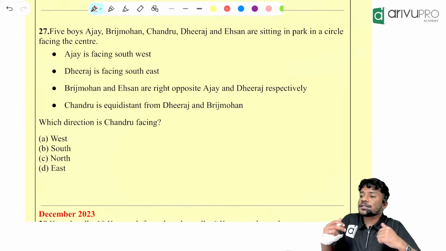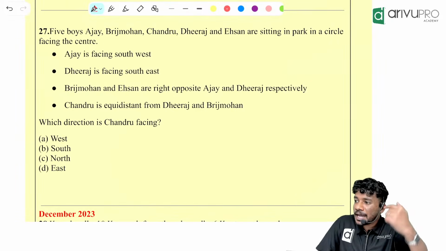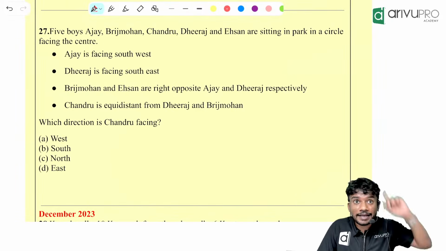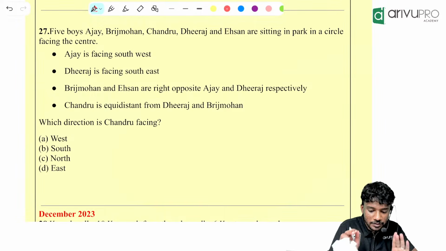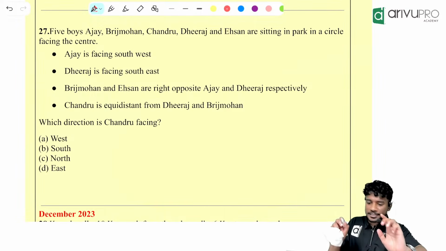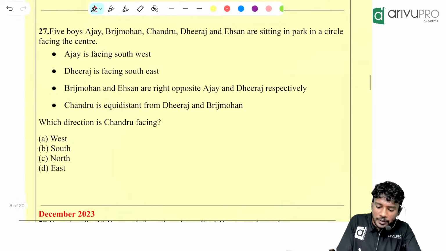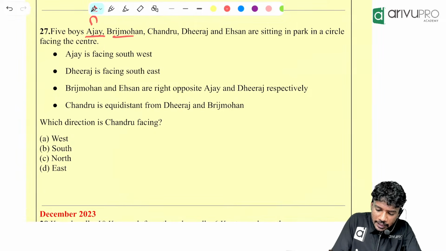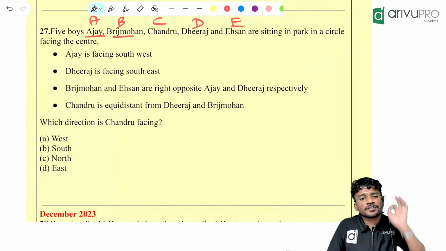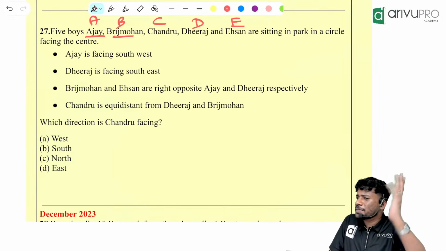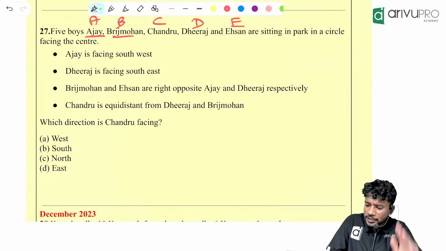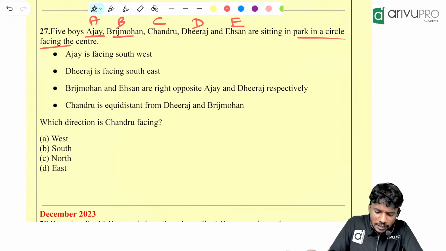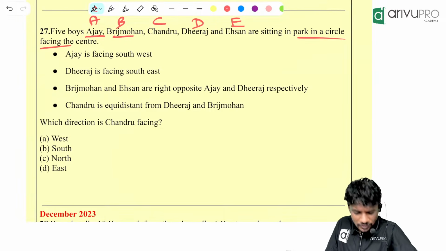Then another question with respect to your chapter number 11. Another seating arrangement based question, but more of it is direction based itself. Look here. 5 boys. Ajay, A is there, B is there, C is there, D is there, E is there. Usually they will give that way and they will randomly give the names. Okay. Then sitting in a park in a circle facing the center. They are facing the center.